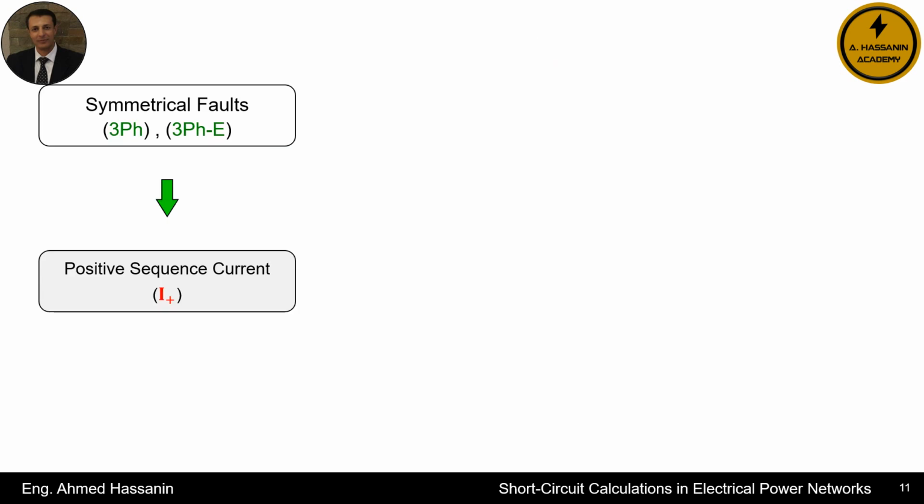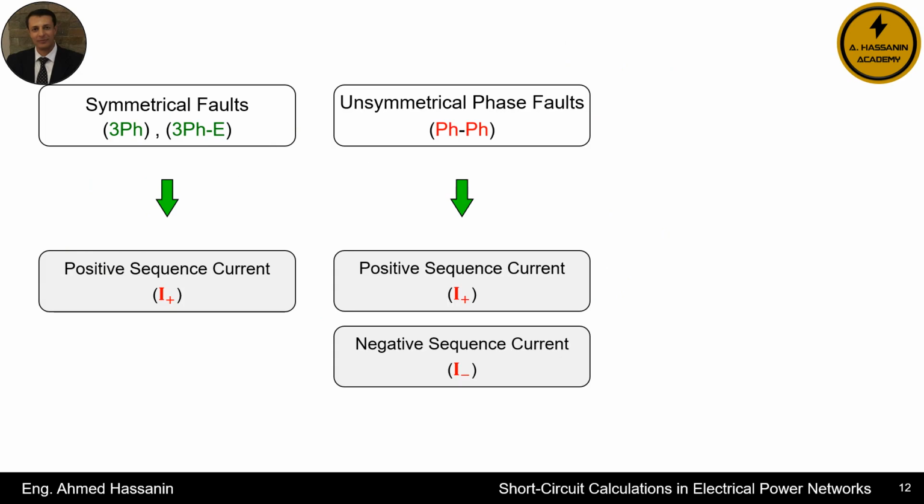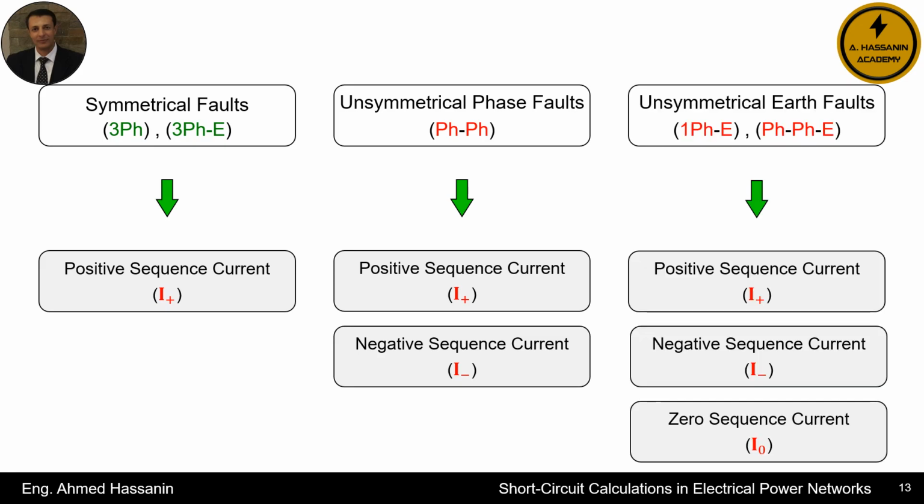Therefore, we can say that if symmetrical faults occur, only the positive sequence current will appear. But if unsymmetrical phase faults or phase-to-phase faults occur, both the negative sequence current and the positive sequence current will appear. But if unsymmetrical earth faults occur, whether single phase to earth or phase to earth, the negative sequence current, positive sequence current, and zero sequence current will appear.